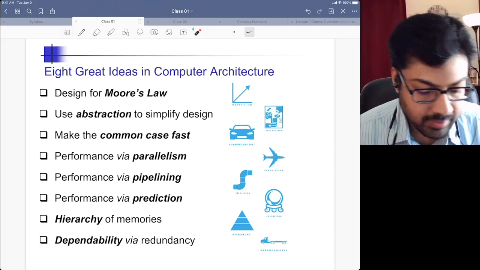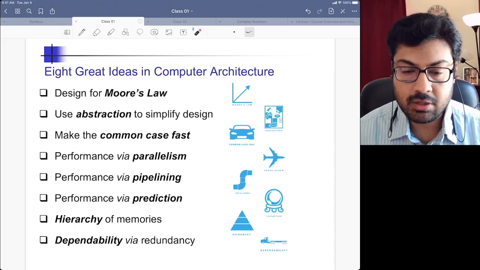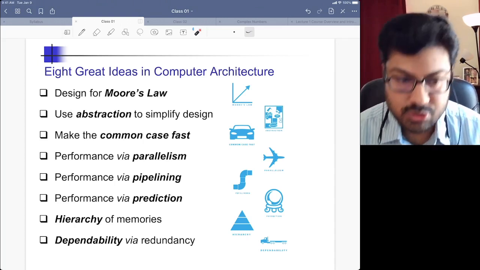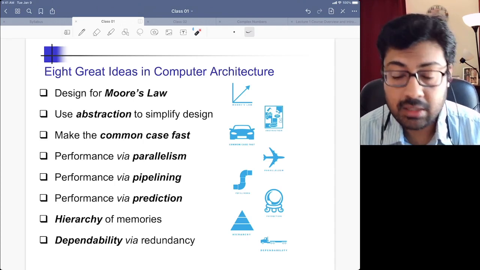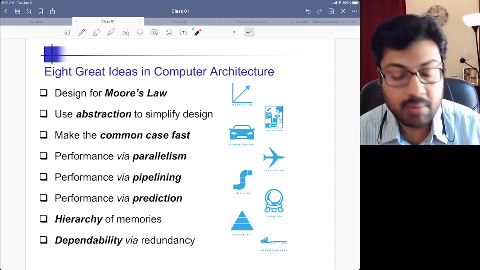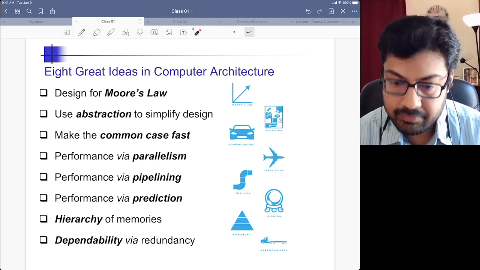What's Moore's law? Well, it's debatable, and there's a lot of conversation online about whether it is saturated or not. But in reality, Moore's law is that the number of transistors will double every 18 to 24 months.